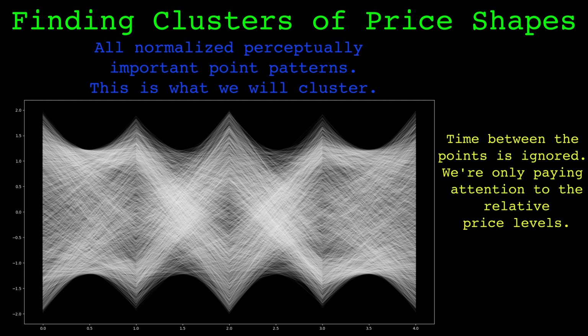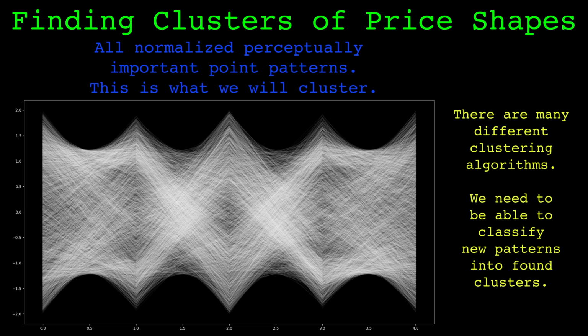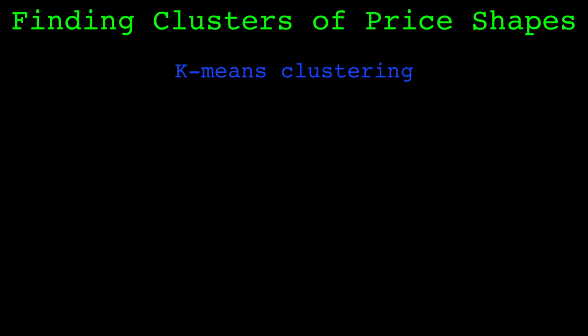Now with our collection of normalized price patterns, we will cluster them into similar groups. There is a large variety of clustering algorithms, each with its own merits and weaknesses. But one important feature we need is the ability to classify new observations into a cluster. This way we can use the found patterns on out-of-sample data. I'm going to elect to use the simple, well-known k-means clustering.